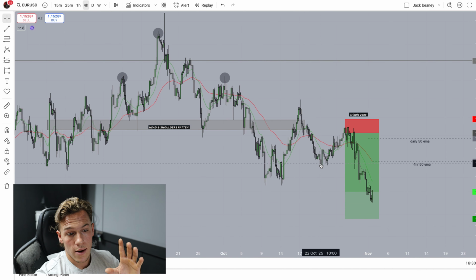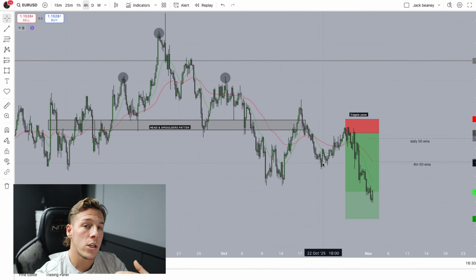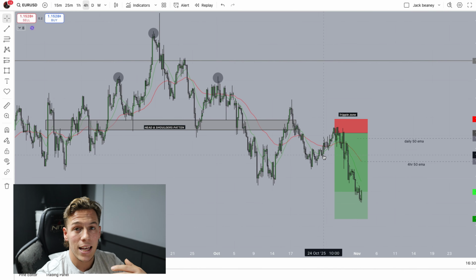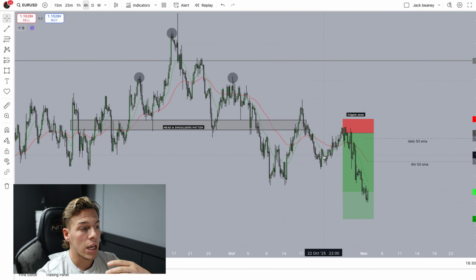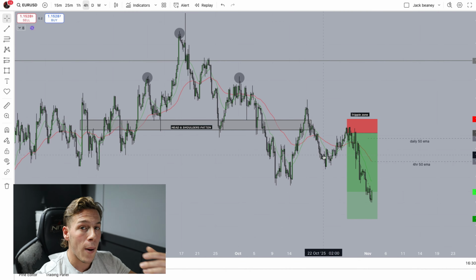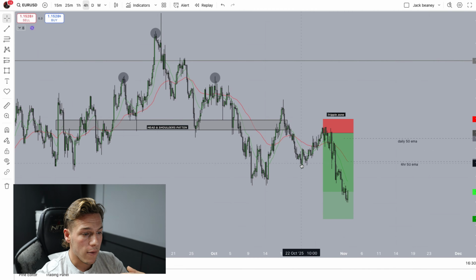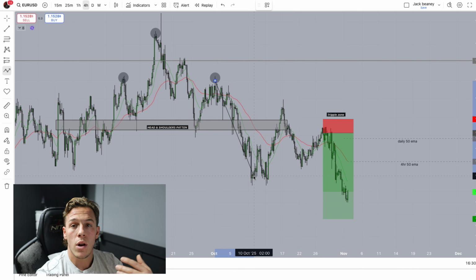So what we did there is we waited for the pullback back into a decent zone, which was the daily 50 EMA. I use EMAs as big barriers and also as guides to where price needs to pull back to next. So here we waited for that pullback. So we had this big push. I'll mark that out now for you. So first of all, we had the really big push down, creating the new lower low.